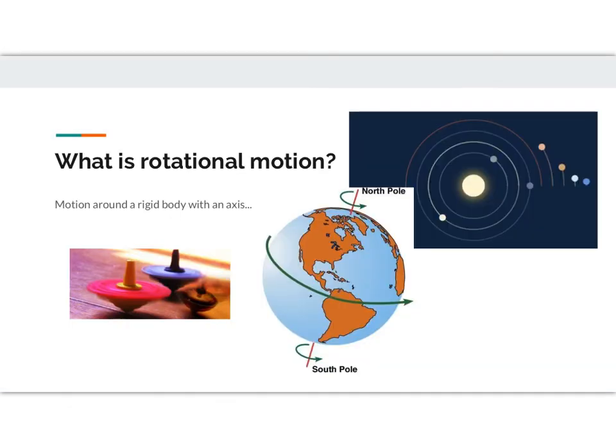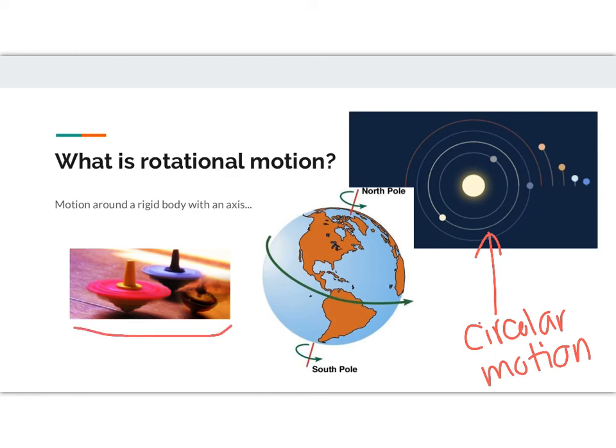So the difference between rotational motion and circular motion. Right here is circular motion. In circular motion, something is revolving around something else. So there's a point and then something else is revolving around it. However, rotational motion is motion around a rigid body with an axis. So for instance, this is like a top or like the earth rotating on its axis. There's not two bodies involved, there's only one, and it's rotating around itself.